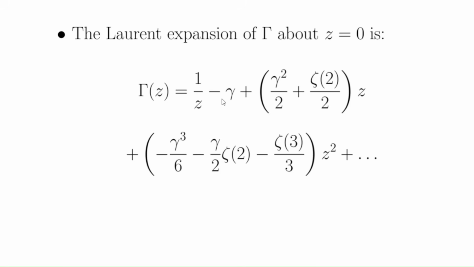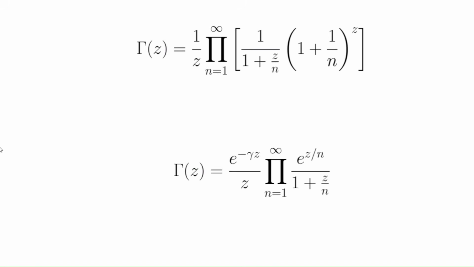It's 1 over z minus, this is the Euler-Mascheroni constant. And then here, as our coefficient of z, we have zeta of 2, which is really pi squared over 6. Okay, and we also have the Euler-Mascheroni constant appearing multiple times, and these zeta values appearing multiple times in the Laurent expansion of gamma about 0. So this is so amazing that the Euler-Mascheroni constant and the Riemann zeta function get involved with gamma.